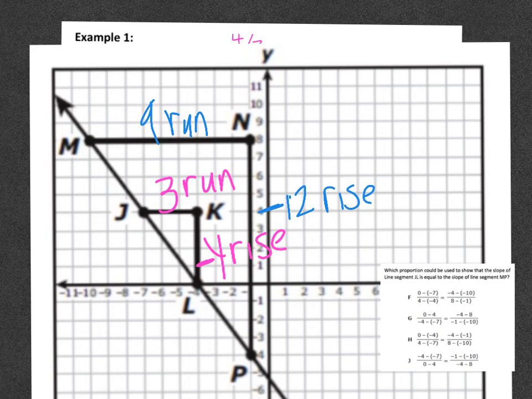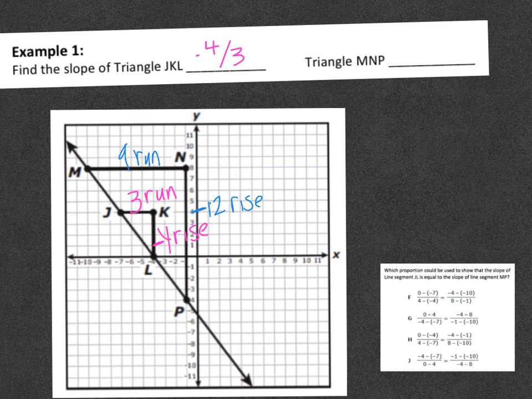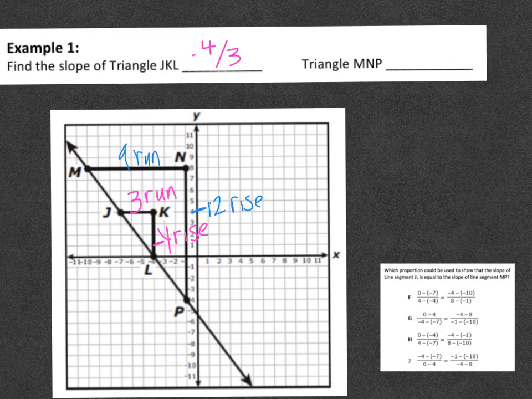If I put those together for this big triangle, the slope for that one would be -12/9. And if you do simplify -12/9, it's going to turn into 4/3 too, because they're equal.